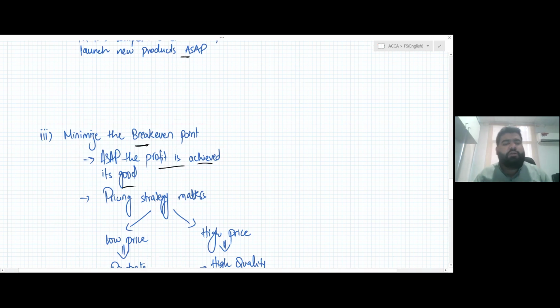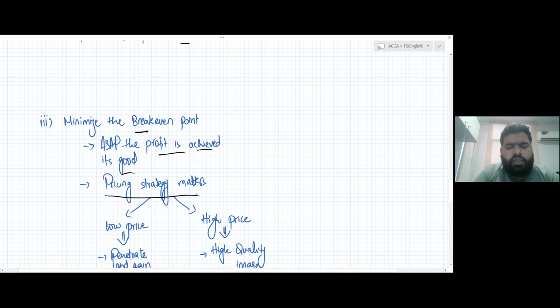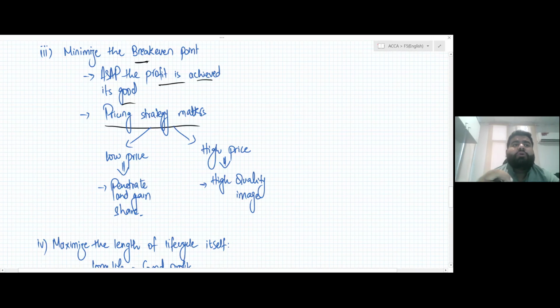So that once we have recovered the loss, obviously now we will earn the profit and enjoy, right? So as soon as possible, the profit is achieved, it's good, right? In it, obviously pricing strategy also matters. Pricing strategy also matters. If you have a good pricing strategy, your customers will be more.